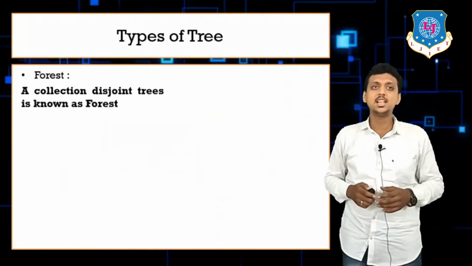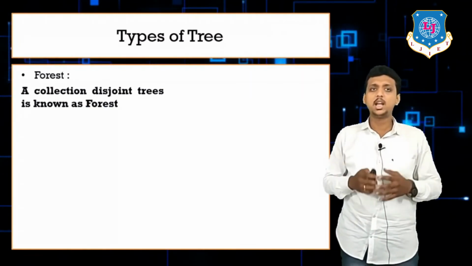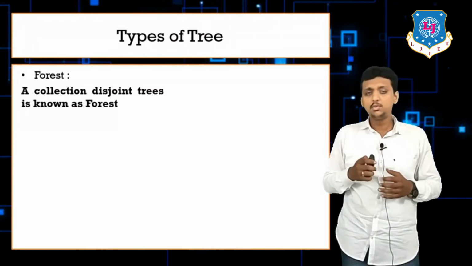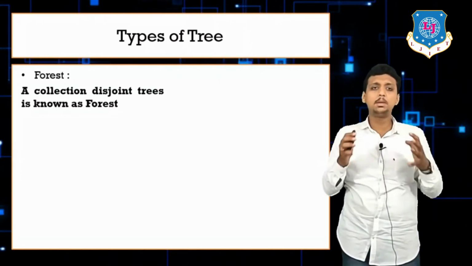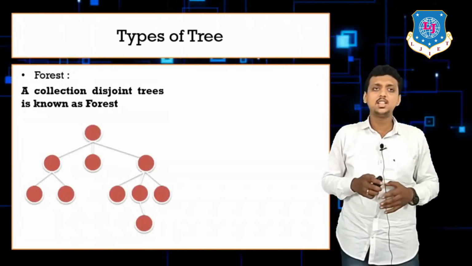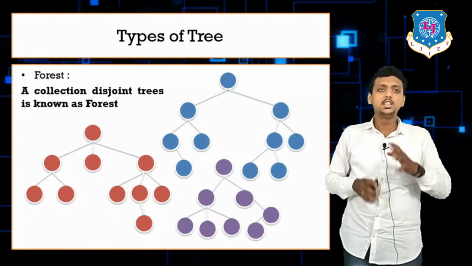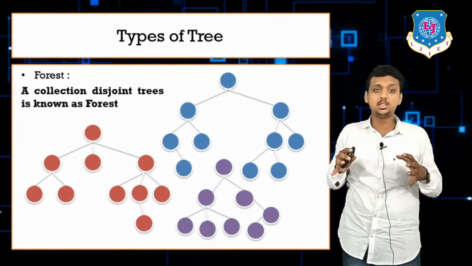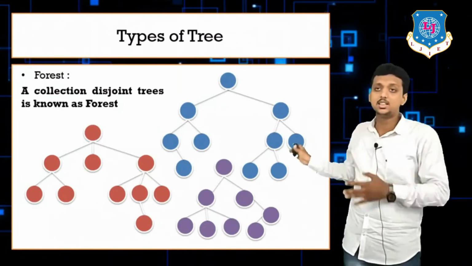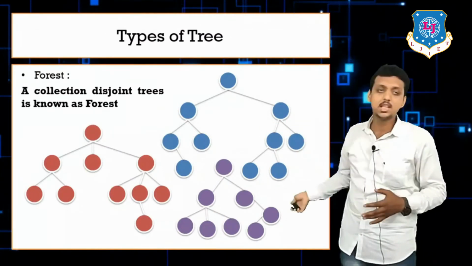Now the next is types of the tree. It is very important to know the types of the tree, but before that let me show you what we mean by forest. Forest is nothing but a disjoint set of trees. See, this is tree number 1, tree number 2, and here is tree number 3. These trees are not connected with each other, but they are all there. Then this is known as a disjoint set of trees. So that is known as forest.